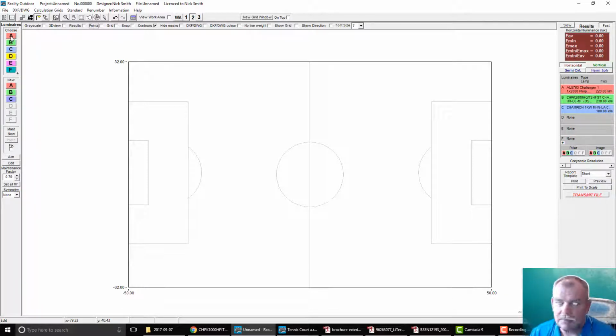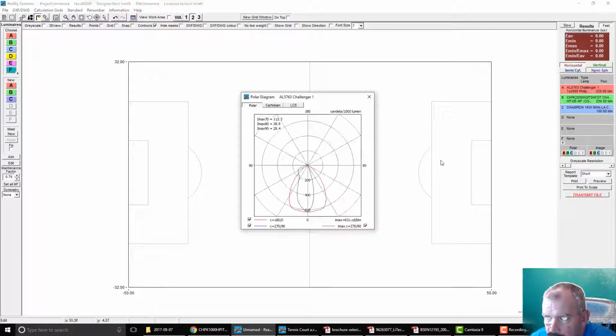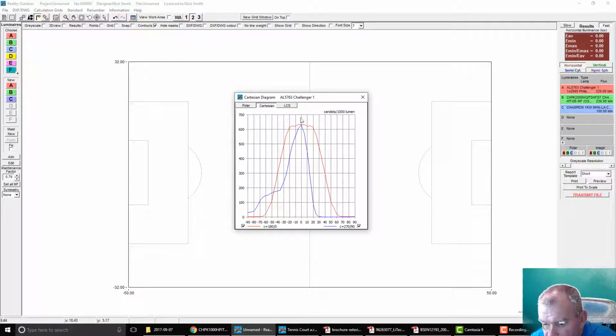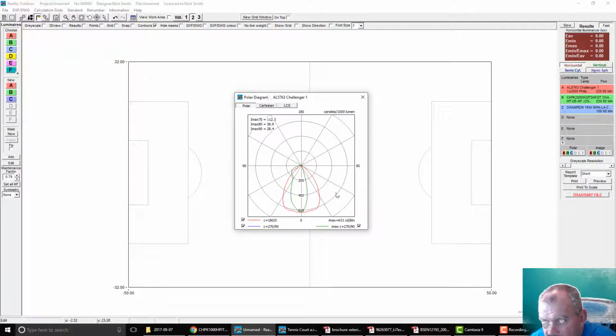Now, if we go and look at a light source within software, I'm using Light in Reality because it shows off the different methodologies really well. But here you can see we've got a slightly different distribution, and I'll explain why that is in a minute. This is the Cartesian curve, and this is the polar curve.